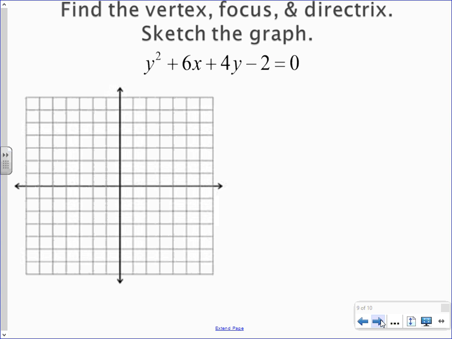Now, we can recognize that this is a parabola because we have only one squared term. When we get to ellipses and hyperbolas, we're going to have x squared and y squared both in the same equation. But notice how we only have y squared. And because it's y squared, which direction is it opening? What do you say? To the right? To the right.